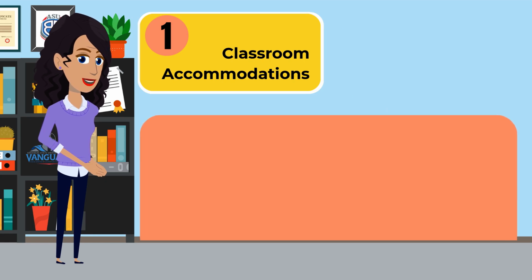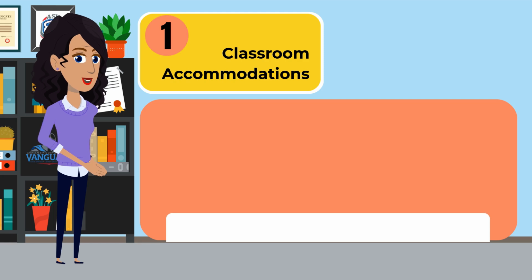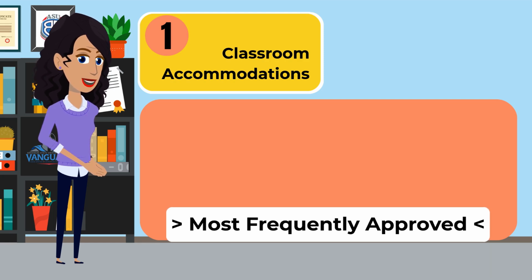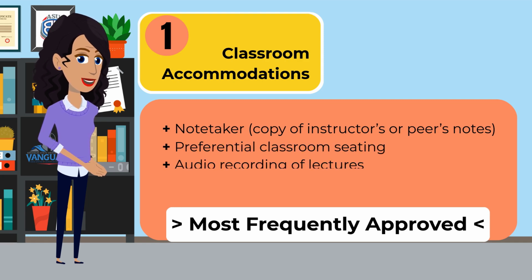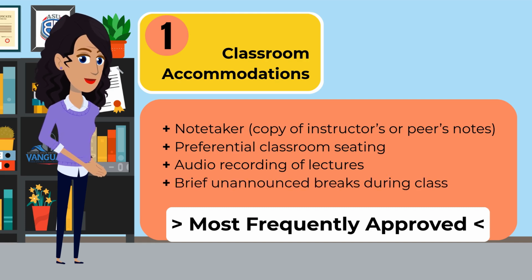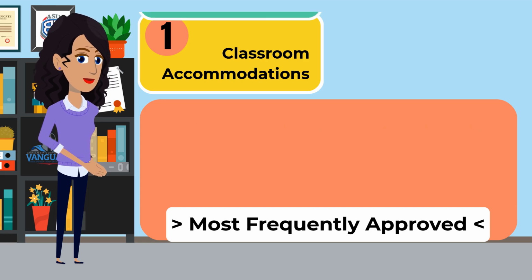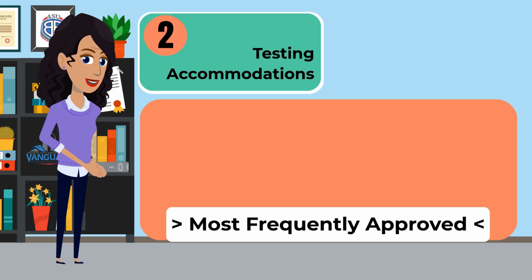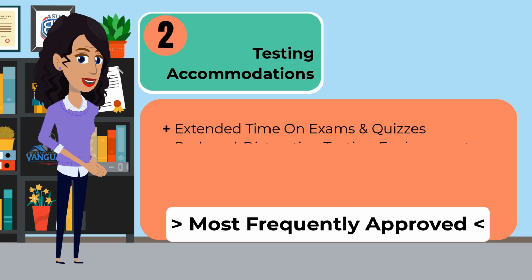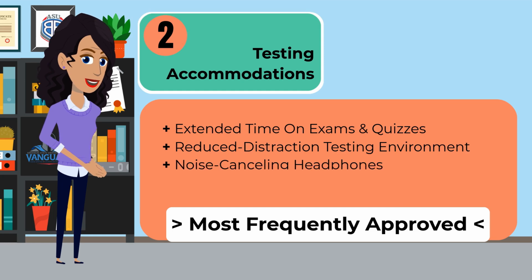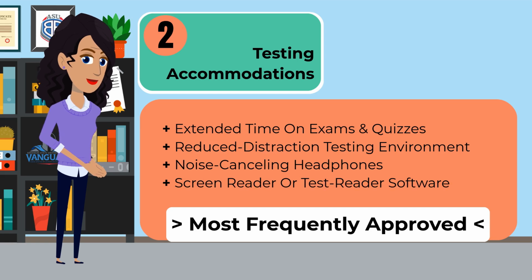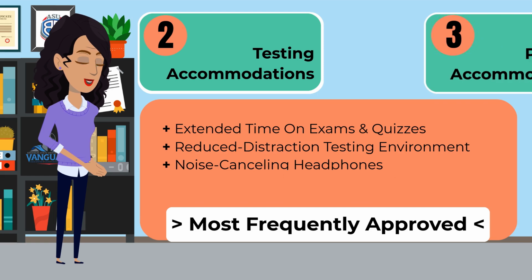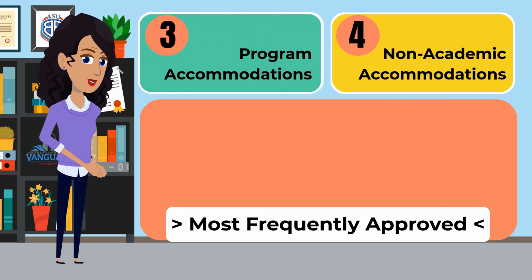The most frequently approved classroom accommodations that address barriers experienced by students across a variety of disabilities are copy of instructors' or peers' notes, preferential classroom seating, audio recording of lectures, and brief unannounced breaks during class. The most frequently approved testing accommodations include extended time on exams, a reduced distraction testing environment, noise cancellation headphones, and test reader software.